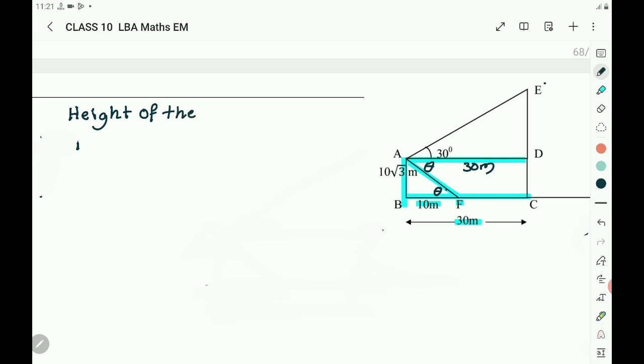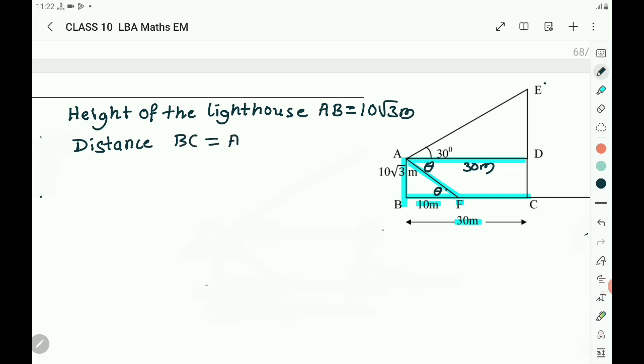Height of the lighthouse equals AB, which is equal to 10√3 meter. And the distance between the bottom of the lighthouse and the bottom of the tower is equal to what? 30 meter. So, distance BC, that also equals AD, equals 30 meter.